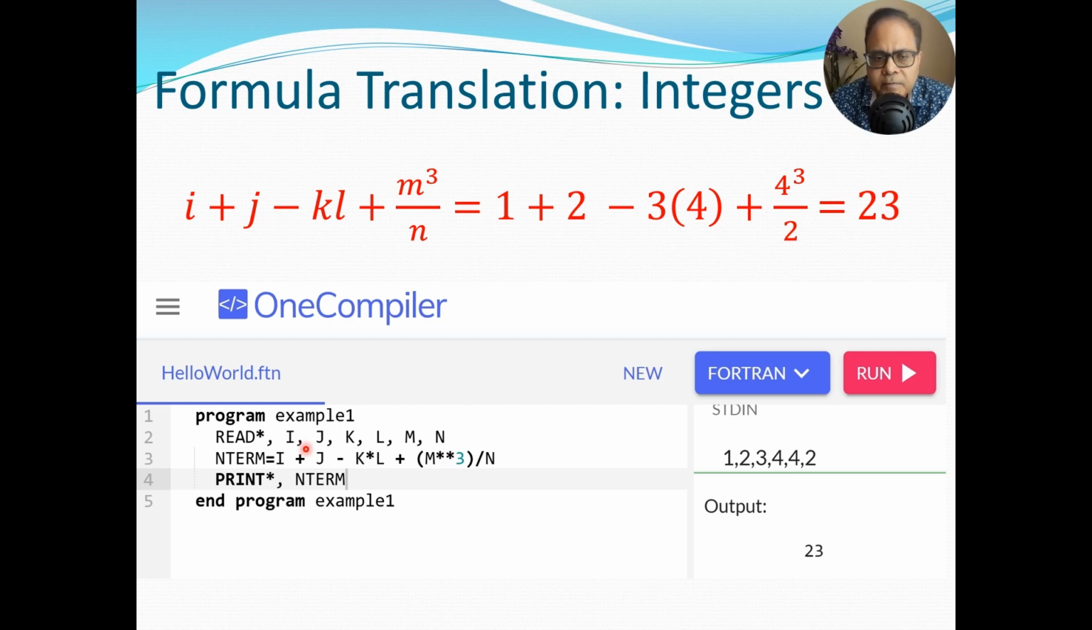So I copied and pasted this particular program snippet here in one compiler, which is an online compiler I have found, and then I put in certain input values. So essentially i, j, k, l, m, n are 1, 2, 3, 4, 4, 2, and I got the output to be 23. And I checked it out here. If we plug in the various values, you also get 23 here. So this is a simple program about how integer arithmetic takes place.